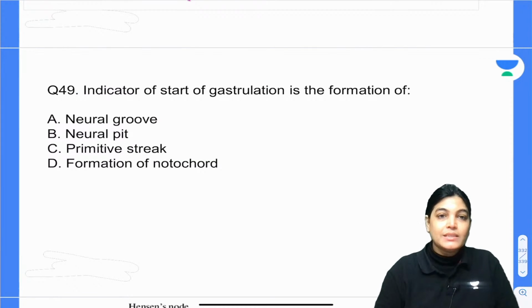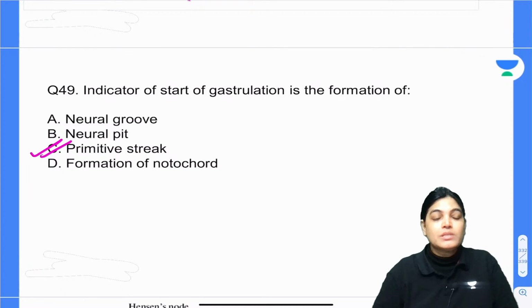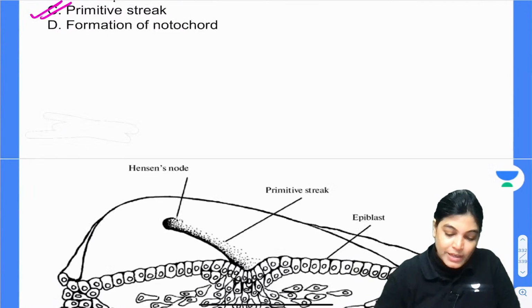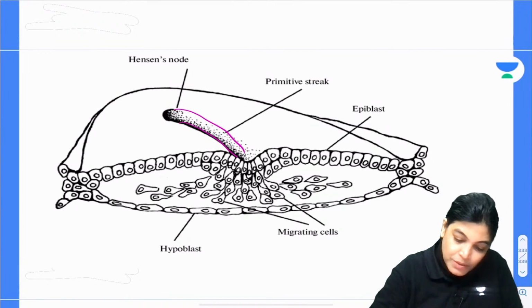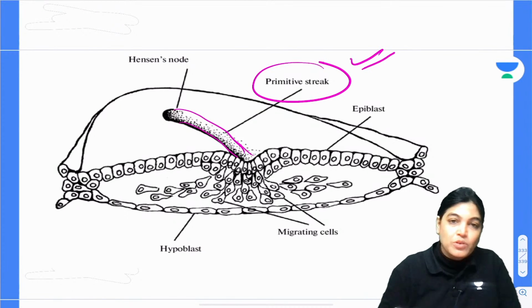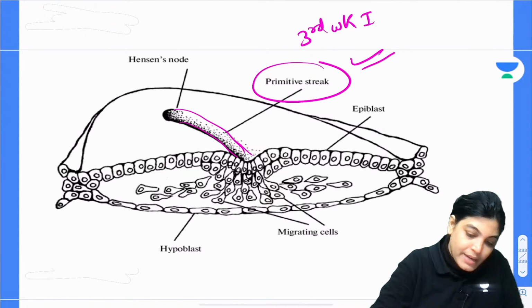The correct answer here, question number 49, will be primitive streak. Actually, when you see the bilamellar germ disc and the primitive streak start forming, it will lead to the formation of third layer, that is gastrulation. So, when you see the dorsal aspect, as in here you can see the formation of primitive streak has started, that means the process of gastrulation has started. This starts with the third week of intrauterine life.